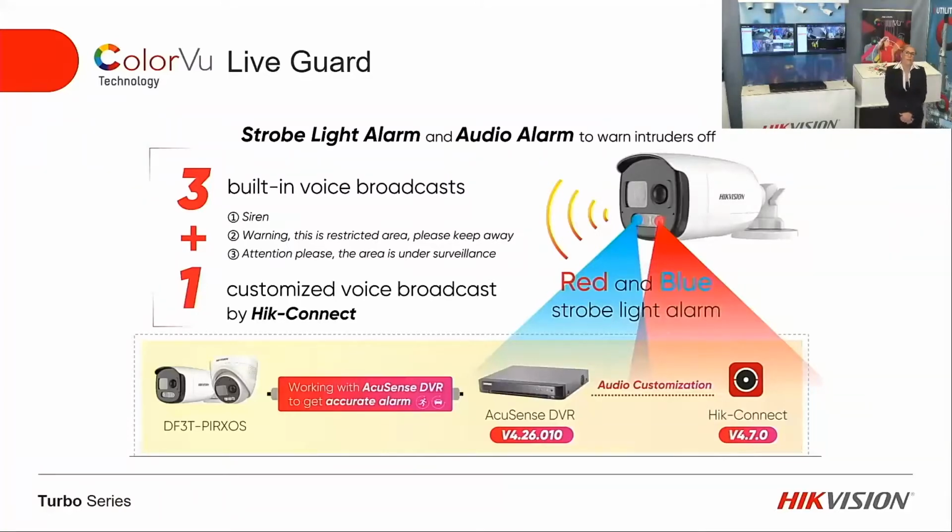And they also have a PIR built in, just like your intruder alarms, to activate the alarms in the first place. So once activated, you can have your strobe light coming on. And then you also have the option for audio. We call this 3+1, where you have a choice of 3 different voice broadcasts, simply a siren, or a warning, this is a restricted area, please keep away, or attention please, the area is under surveillance.